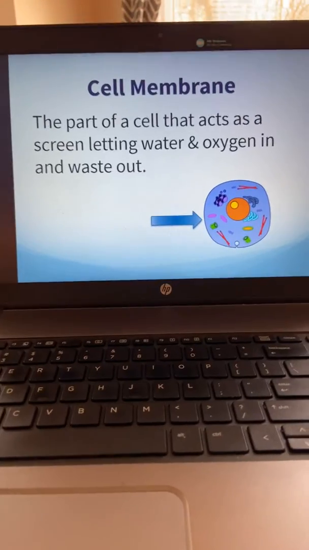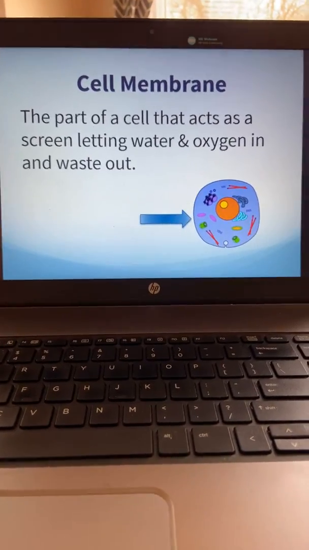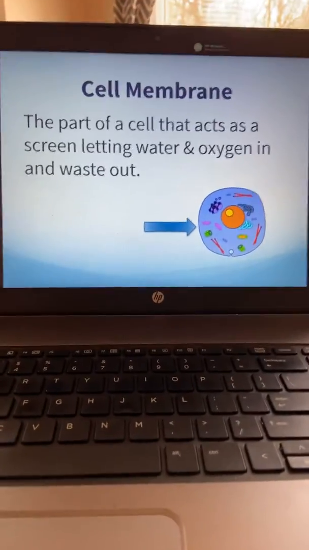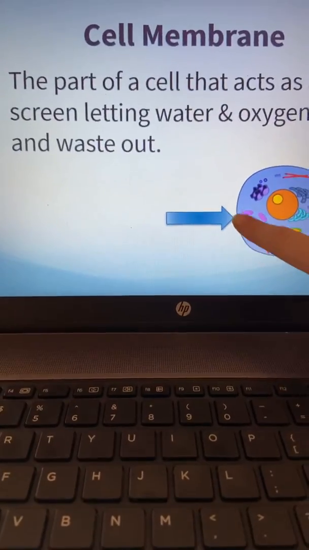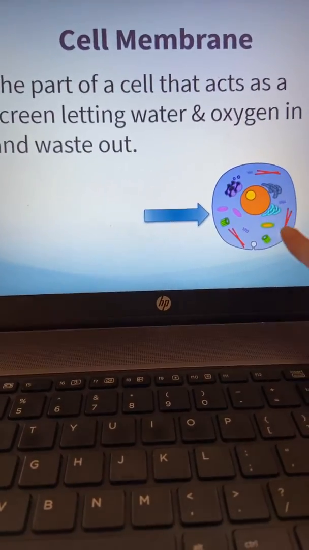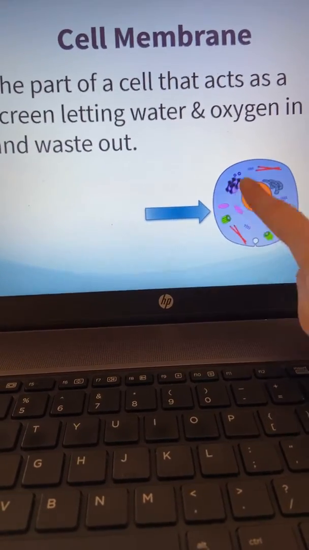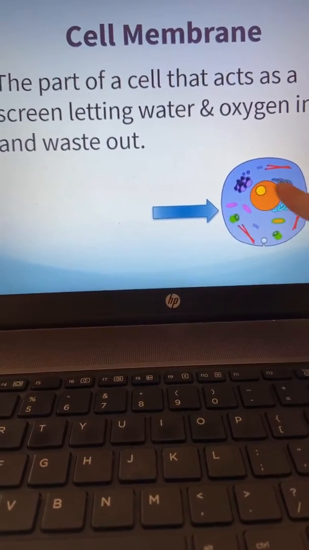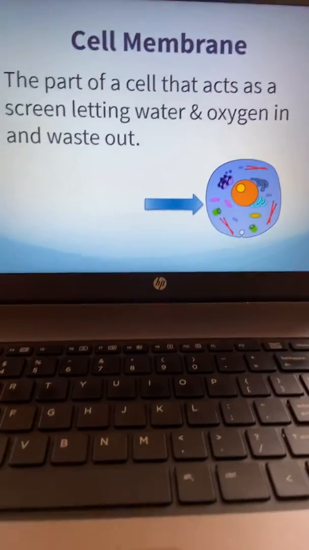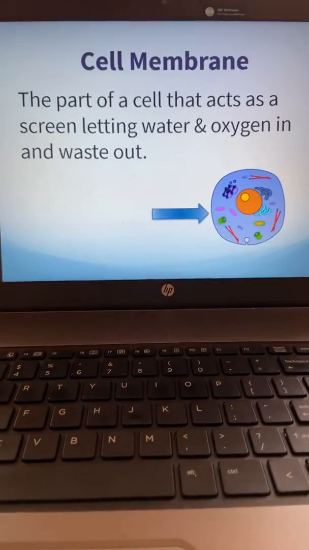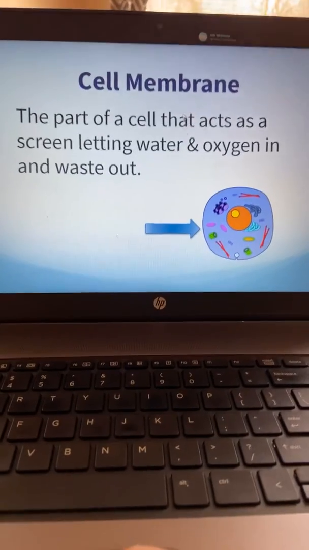The cell membrane is the part of the cell that acts as a screen, letting water and oxygen in and waste out. So it is like this part around here. It's like that outline thing. So there's your whole cell, and the cell membrane is around the outside. It lets water and oxygen in and waste out.